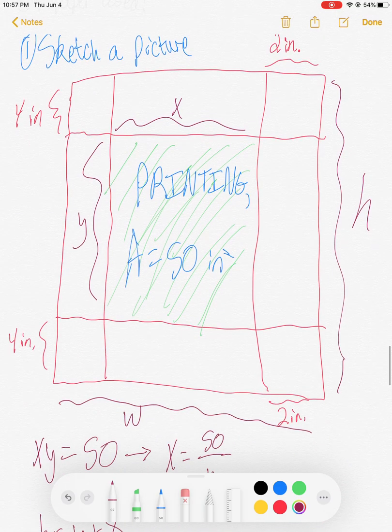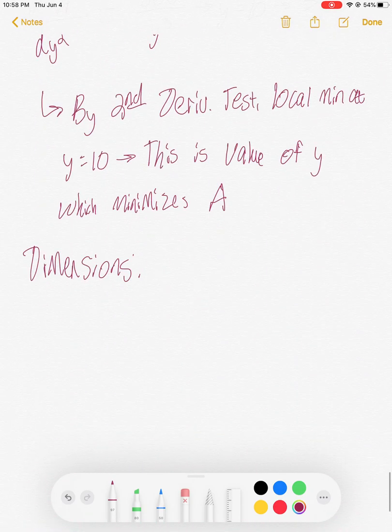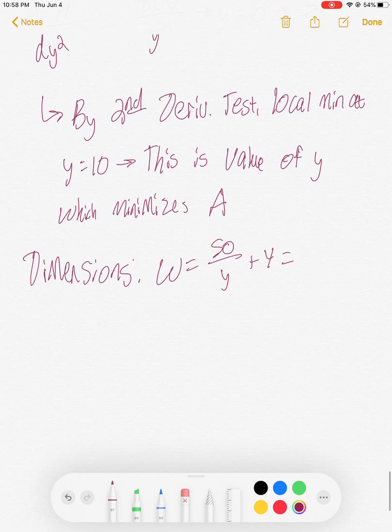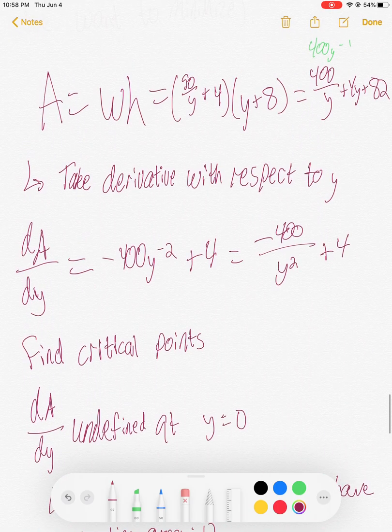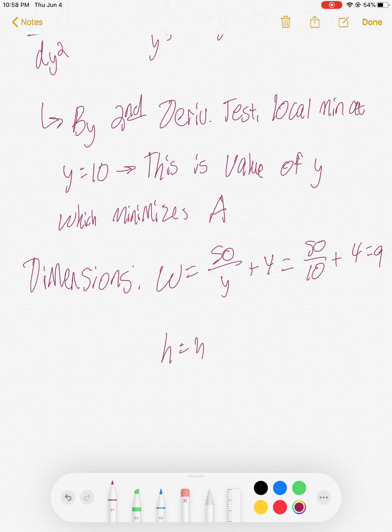So our dimensions then, let's review what we're actually looking for here. We want to find what overall dimensions will minimize the amount of paper used. So overall dimensions means that it's looking for W and H, our width and our height. So W equals 50 over y plus 4. And we want y equals 10, so 50 over 10 plus 4, and that is 9.